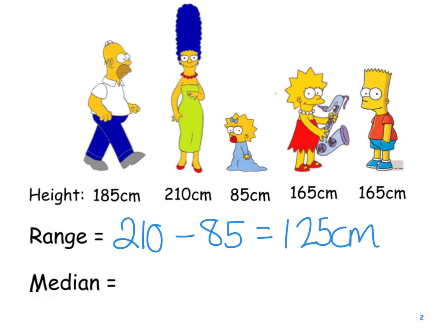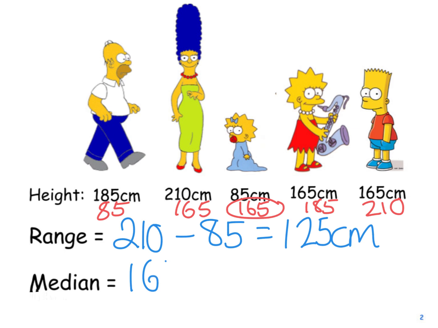And then the median is the middle. Now, to get the middle, these guys need to be in order. So I'm going to quickly rewrite these heights in order from small to big. So smallest was 85, highest was 210, then 165, 165, and then Homer at 185. So the middle value was 165. So the median value is 165 centimetres.